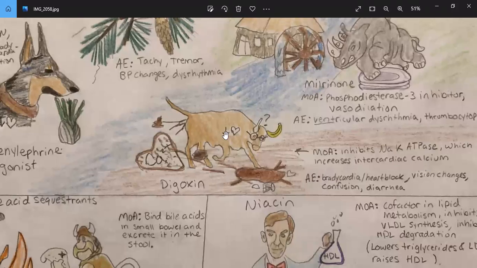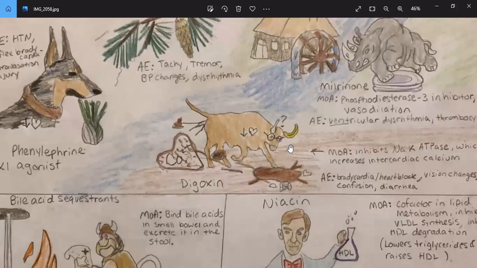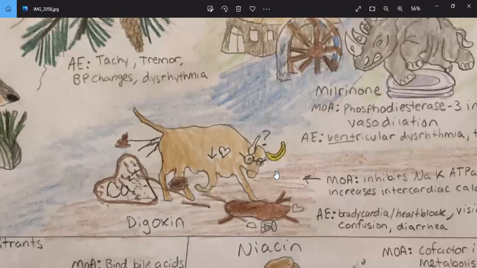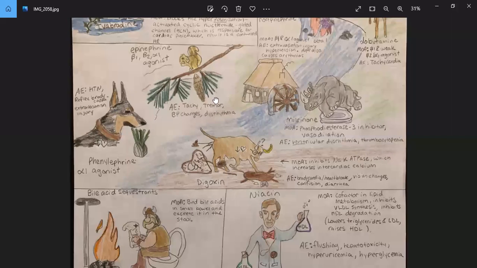Adverse effects are bradycardia, shown here, also heart block. Vision changes, he's wearing glasses. Confusion, because he's like, why is my horn a banana all of a sudden? And then lovely, lovely diarrhea here. Beautiful.